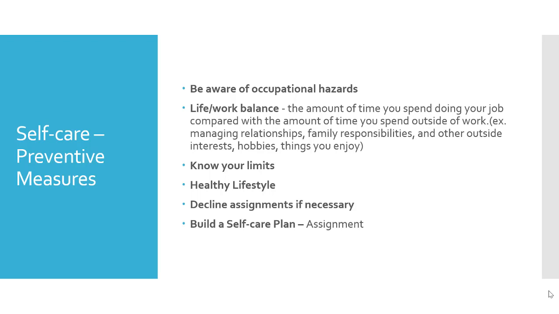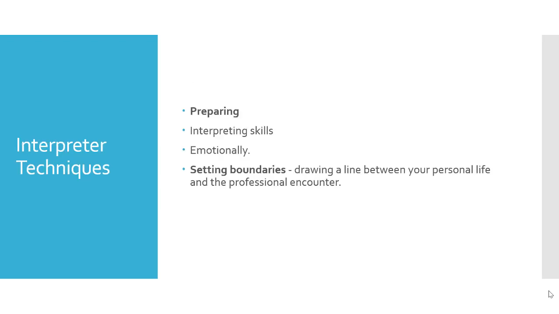Living a healthy lifestyle is going to be very important to be able to even do any of these things. And then as an interpreter, you should know that if you ever need to decline assignments or say no to certain responsibilities, you should know how to say no because you know yourself and your limits. And then building a self-care plan, which is the assignment for this module.